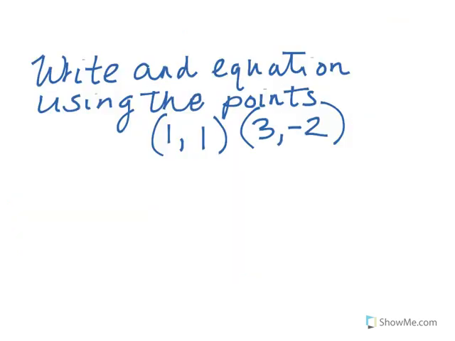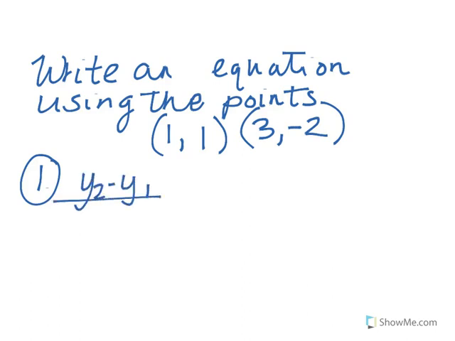We're going to do another example. So we're going to write an equation using the points 1, 1, and 3, negative 2. Okay, and you're going to use a 3-step process. So the first step that you're going to use is the y2 minus y1 over x2 minus x1 slope formula to find slope. Okay, so I want you to try this on your own, and I'm going to pause the video, and then I want you to come back to check your answers, okay?